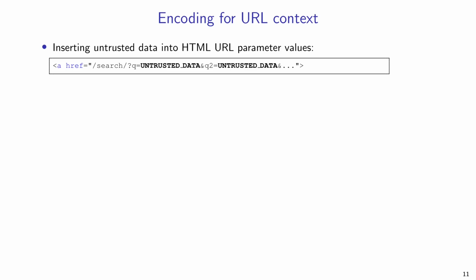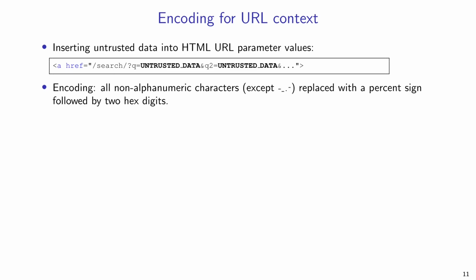Let's look at the encoding for the URL context. The URL context where we can use encoding is when we are inserting untrusted data into HTML URL parameter values. For instance, here where we have an href with a hard-coded URL where the untrusted user input may only be part of the URL query parameter values. To prevent XSS in this context, we apply encoding where all non-alphanumeric characters, with the exception of a few, are replaced with a percent sign followed by 2 hex digits.